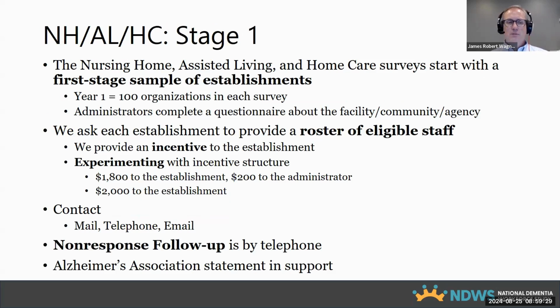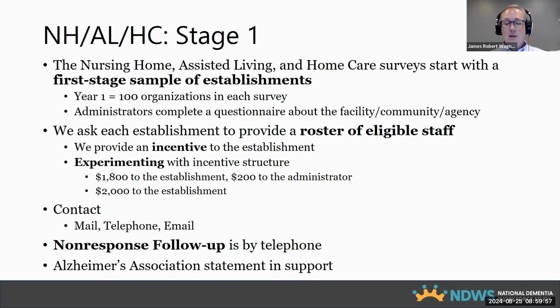For the other three surveys, we have a very common design across the three surveys. So the nursing home, assisted living, and home care surveys start with a first stage sample of establishments. And our goal for year one is 100 organizations in each survey. The administrators are going to be recruited to complete a questionnaire about the facility, the community, or the agency. And we also ask each establishment to provide a roster of eligible staff.